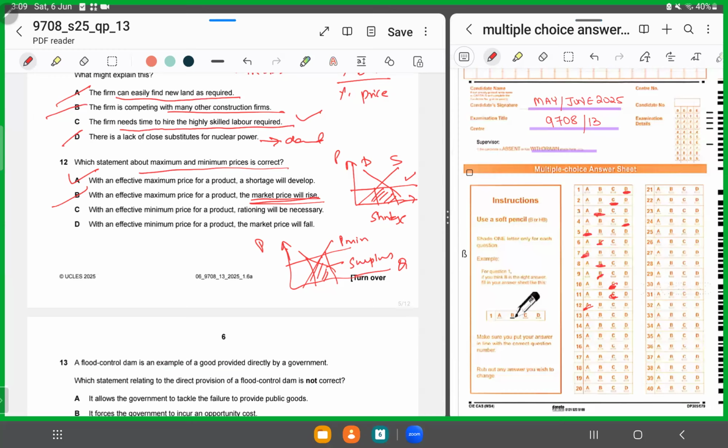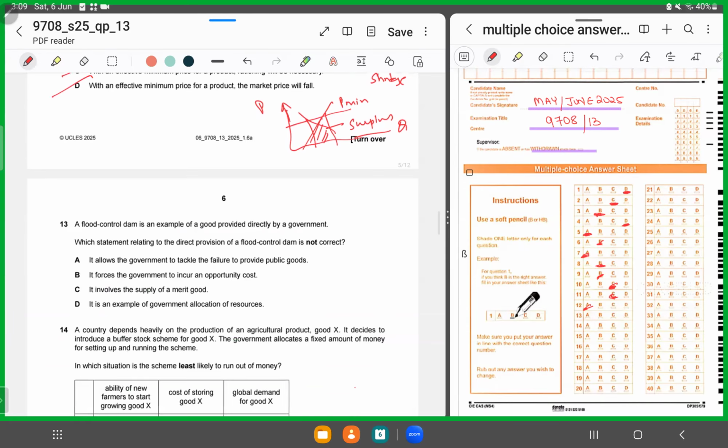It cannot be C, because C says with an effective minimum price, rationing will be necessary. Minimum price has to be imposed above the equilibrium price. Rationing is not the situation in that. It cannot be D, because D says with an effective minimum price, the market price will fall. No, the market price has to be higher than the equilibrium price. That is why it has to be effective. So it's not B, it's not C, it's not D, it's A for number 12.